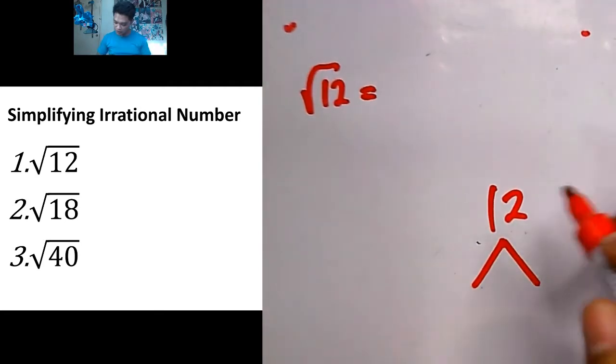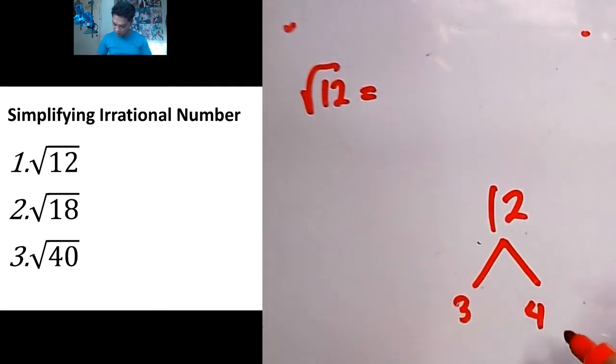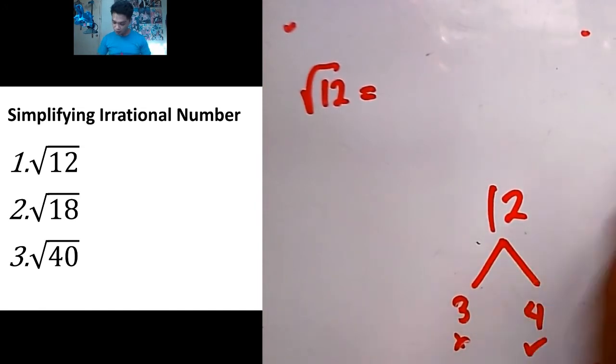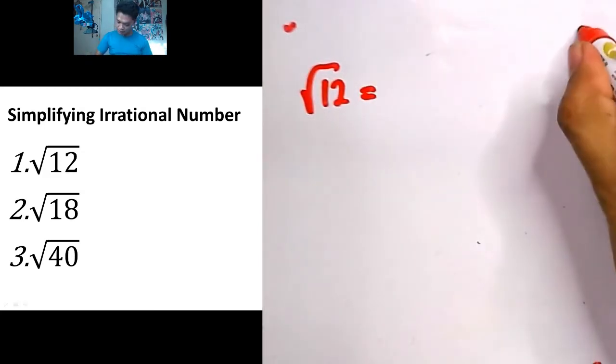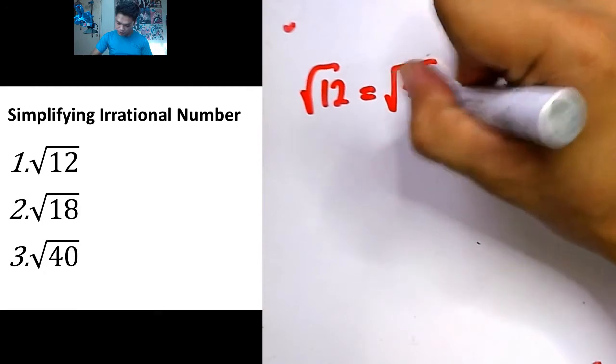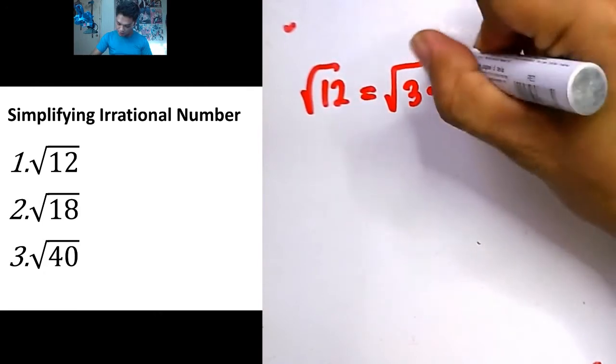Next, what are the other factors? We have 3 and 4. 3 is not a perfect square, but 4 is a perfect square. Therefore, we could use 3 and 4 as our factors. So we now have square root of 3 times 4.